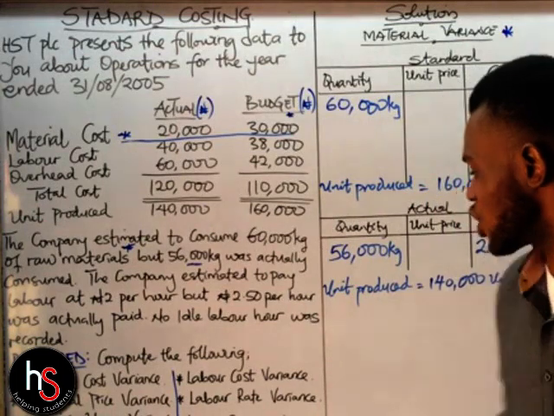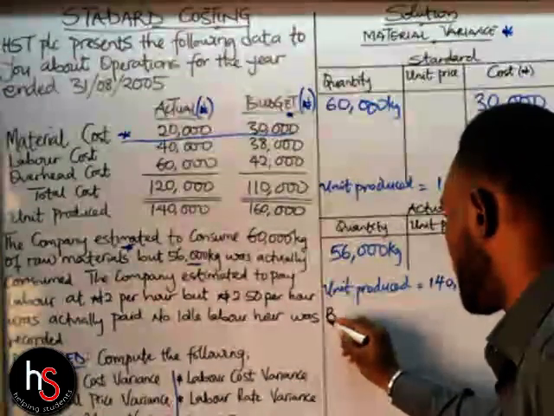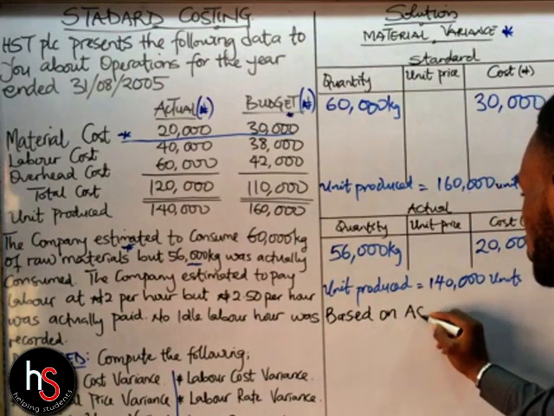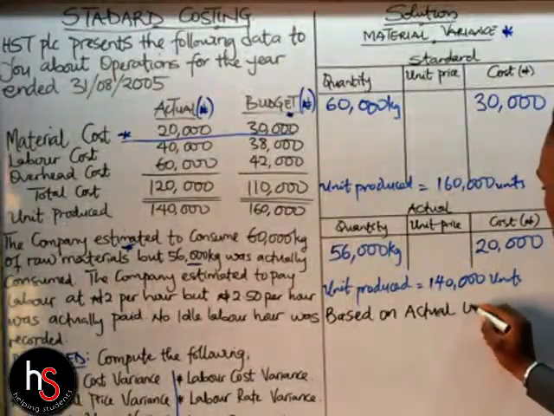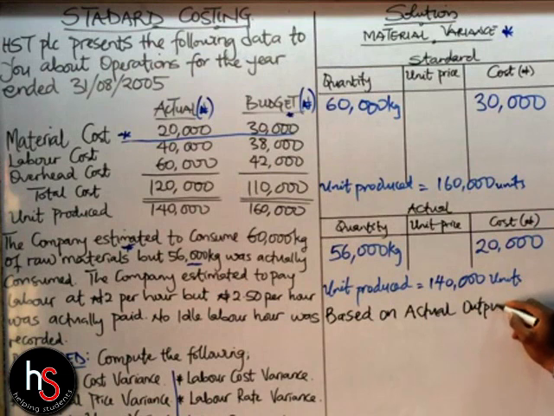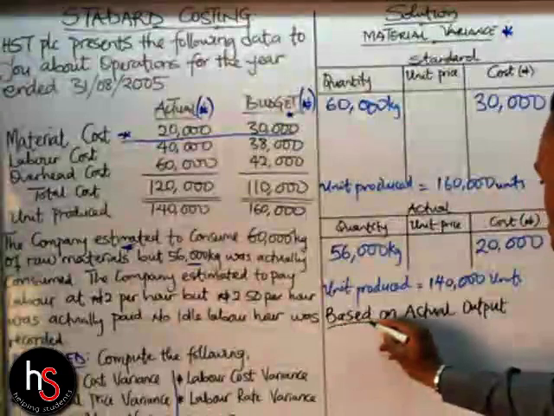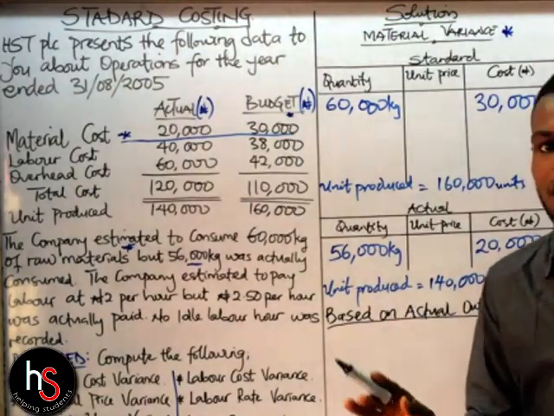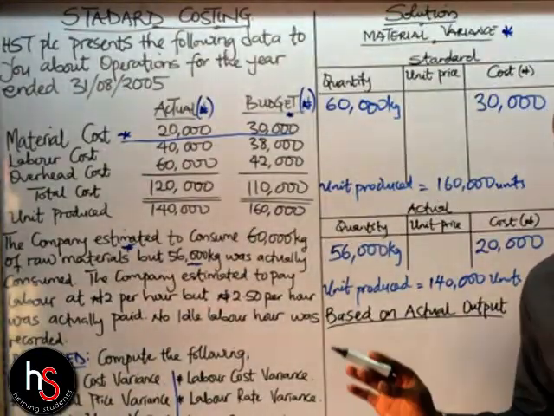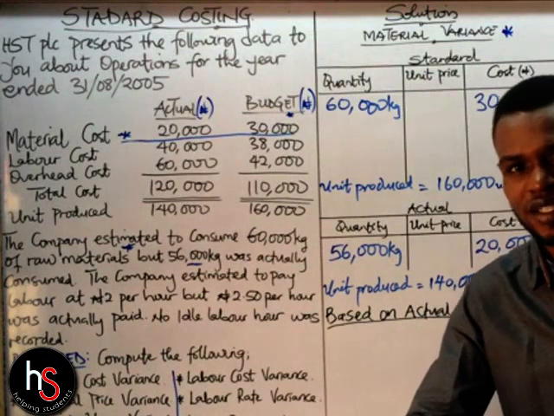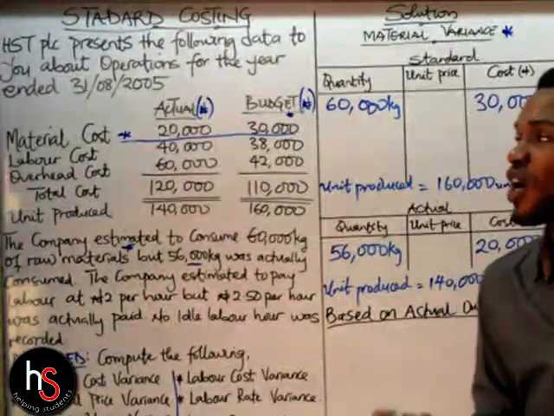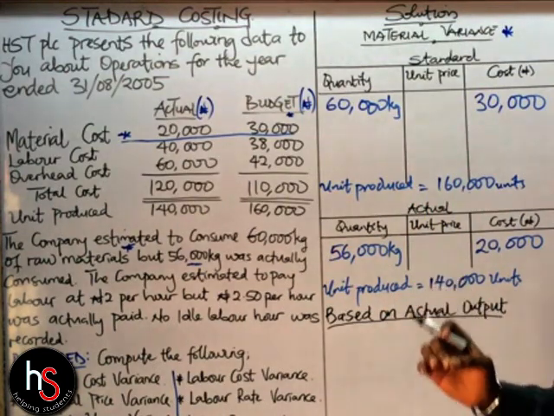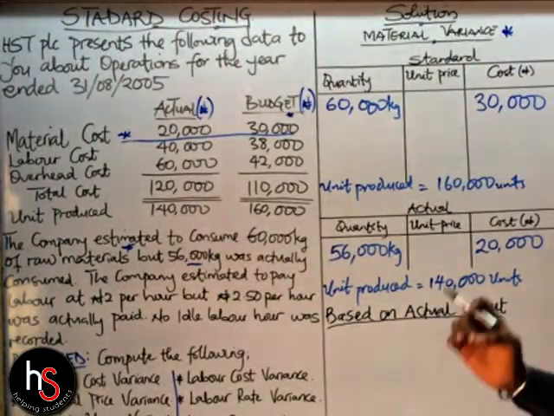Based on actual outputs. Now, if the units produced are the same, then we don't need this formula. But if they are different, then we need to make use of this in order to get the new standard cost, standard quantity, and standard price.